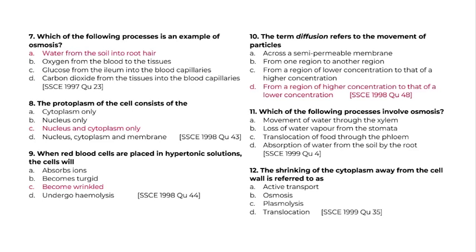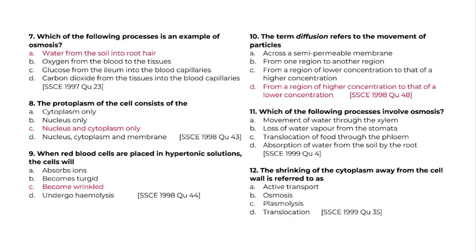Question number 11. Which of the following processes involves osmosis? Now, this is a repetition. A, movement of water through the xylem. B, loss of water vapor from the stomata. C, translocation of food through the phloem. And D, absorption of water from the soil by the root. Which of the following processes involves osmosis?